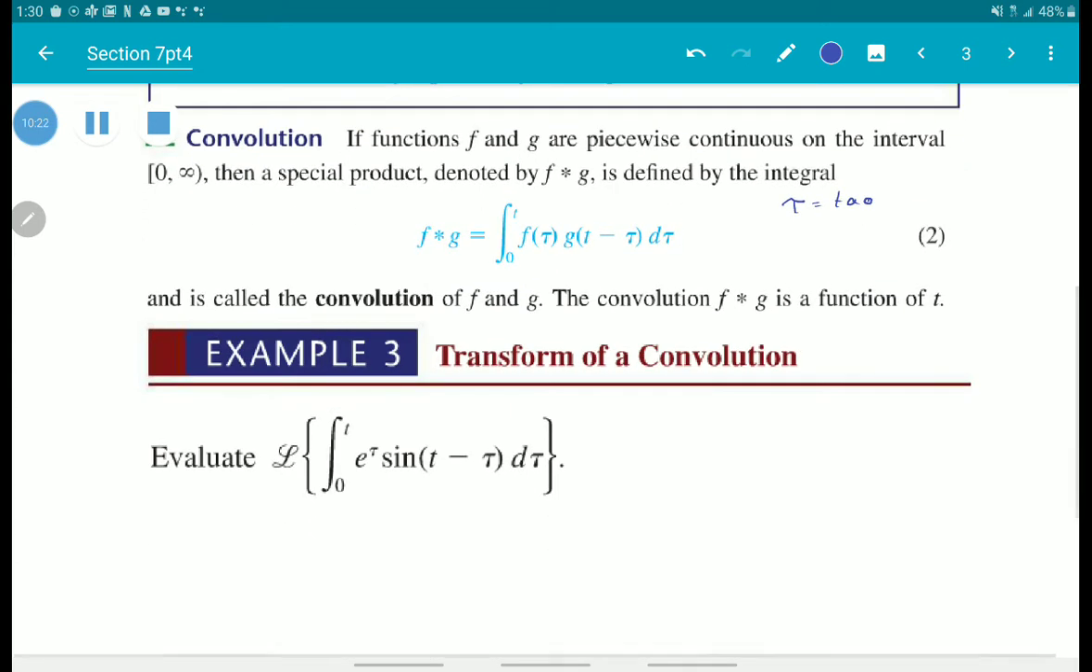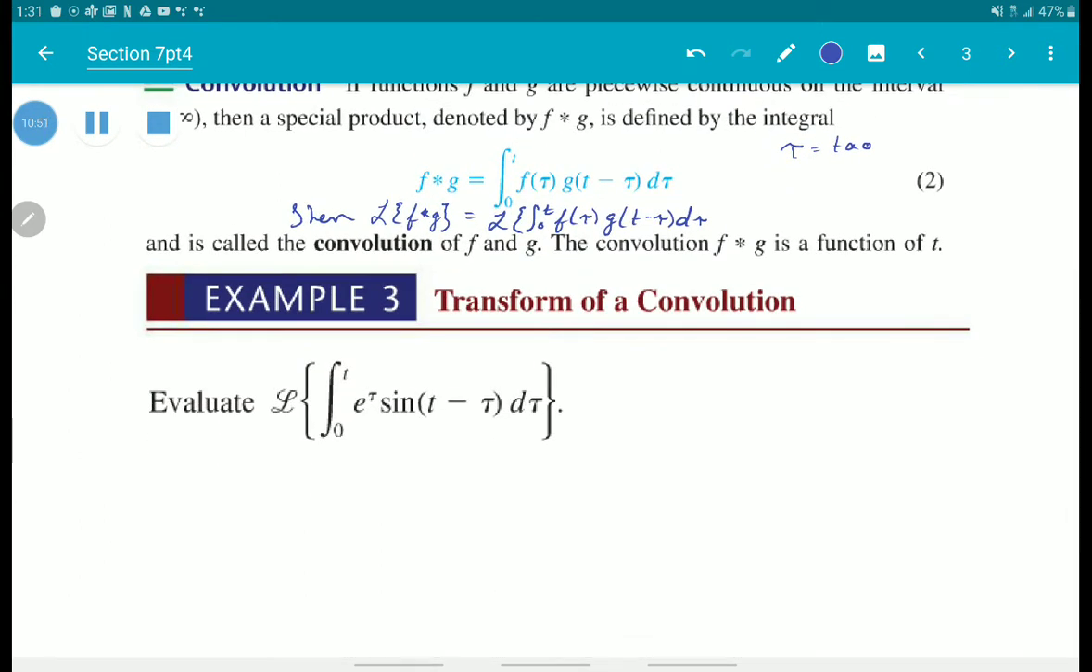So a lot of this is just recognizing what we have. Let's say we want to take the Laplace of this integral. Let's go back to this definition here. The Laplace of that convolution, by definition, is going to be the Laplace of that integral. We just have to identify what our f and g functions are. Do you see how this is matching up with that definition? We just have to figure out what f and g are.